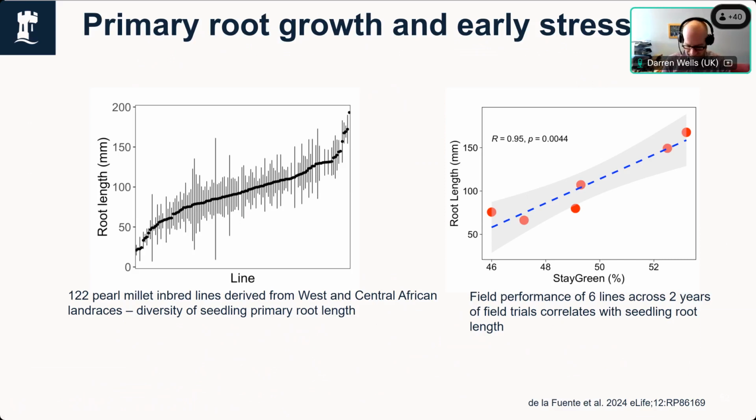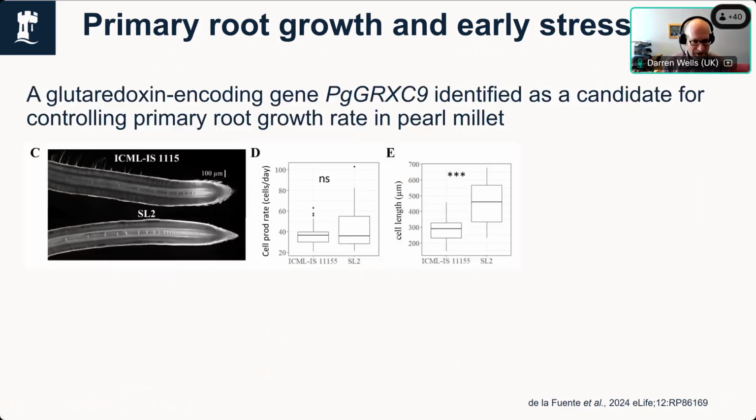Because this was a sequenced line and they delivered a genome by sequencing, they could go gene hunting, and they found a potential candidate. It's a glutaredoxin. They called it GRX-C9, and it appears to work by increasing cell length. And that kind of fits in the story of being a glutaredoxin because they're redox genes. And we know redox is involved in cell expansion in the cell wall. And that was kind of proven by looking at it: there is no increase in cell production between lines that are slow and fast, but there is an increase in cell length.